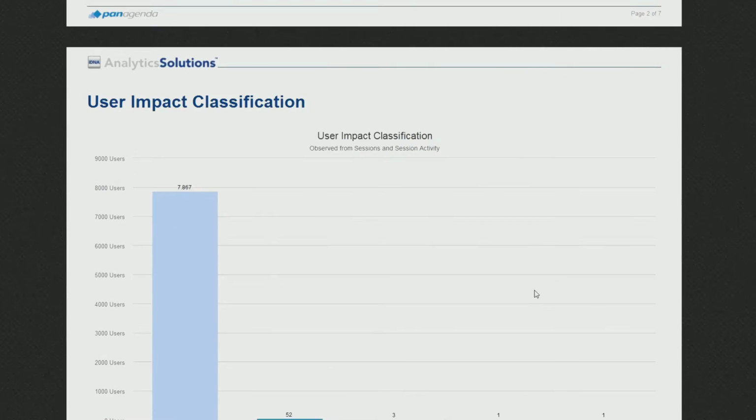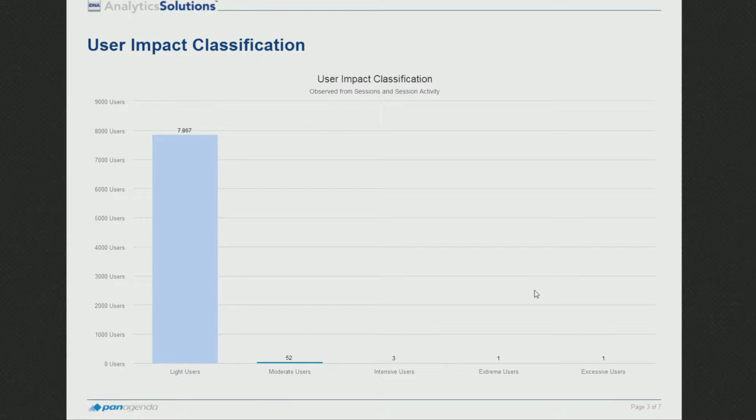So I told you we divide our users into several classes, starting from light over moderate, intensive, extreme to excessive users. I have to explain that. A moderate user puts a factor of 100 more load against the backend than the light user. The intensive user a factor of 100 more than the moderate user. The extreme user a factor of 100 more than the intensive, and the excessive user puts 10 to the 8 more load on the backend compared to the light user.